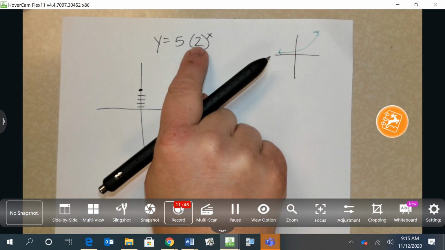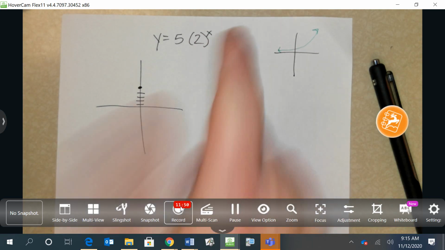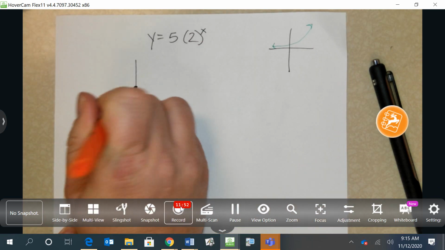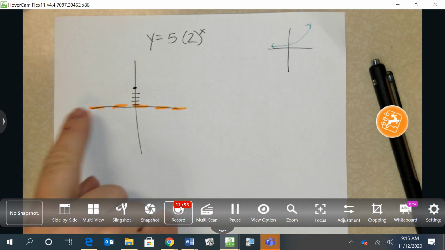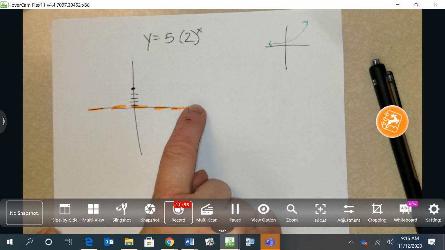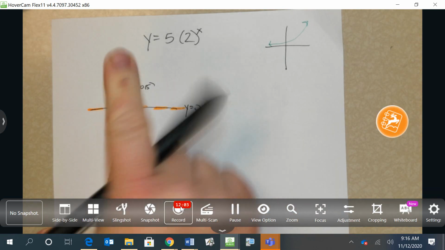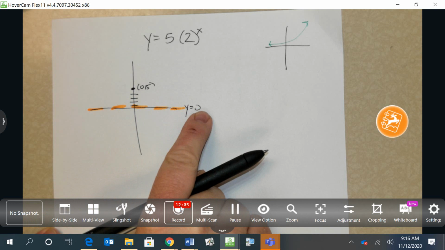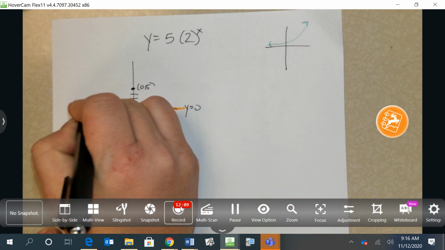And this is my rate that tells me how fast it goes up. Note that there are no additional numbers behind here, so this right here would be my asymptote, equation y equals 0. I've identified the y-intercept and I've identified the asymptote with an equation. Now I sketch this basic shape.